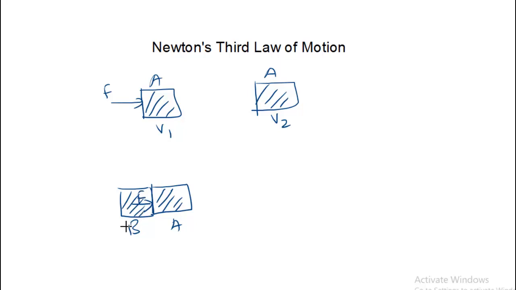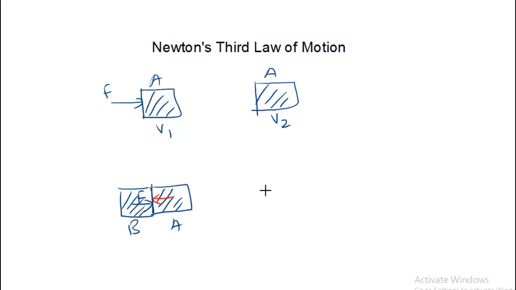But here Newton defines his third law. He says that forces always occur in pairs. If there is a force from B to A, there must be a counter force from A to B, and it is simultaneous. The moment at which the force from B to A is acting, at the same time the force from A to B is also acting on body B.